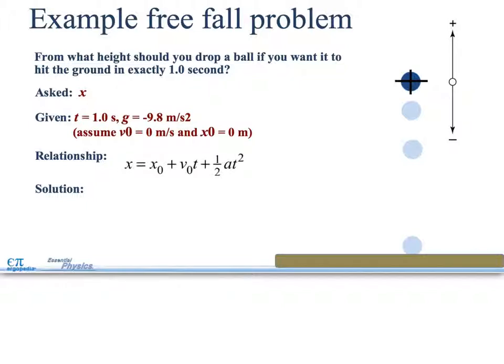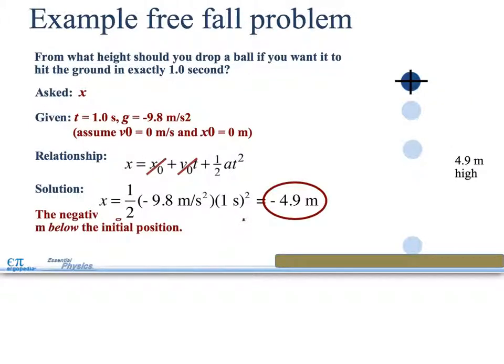So our formula is our final distance, that's what we're looking for. Our initial distance, x0, is 0, so that will cancel. Our initial velocity is 0, so that will cancel, leaving us with x equals 1/2 at squared, where a is going to be gravity. So you end up with our final distance equals 1/2 times negative 9.8 meters per second squared times 1 second squared, equals negative 4.9 meters, below the initial position. So down was our negative 9.8 meters per second squared.